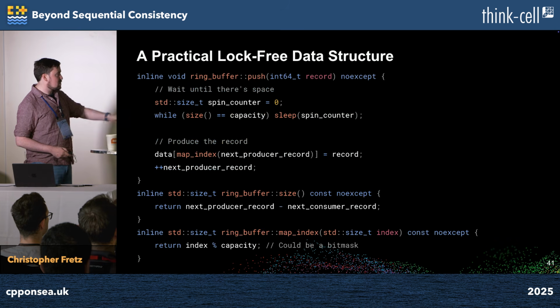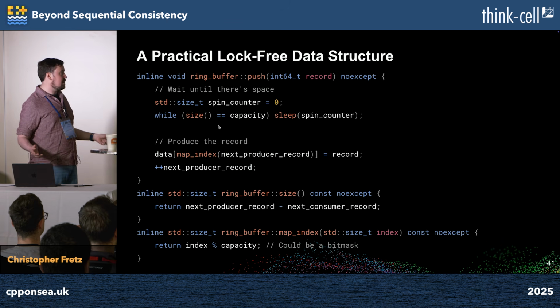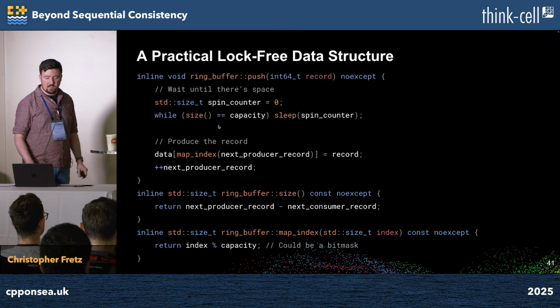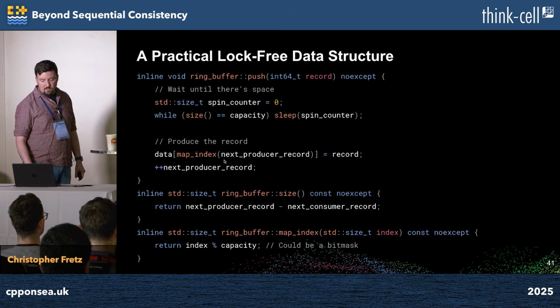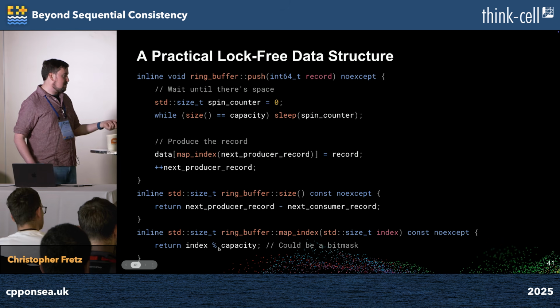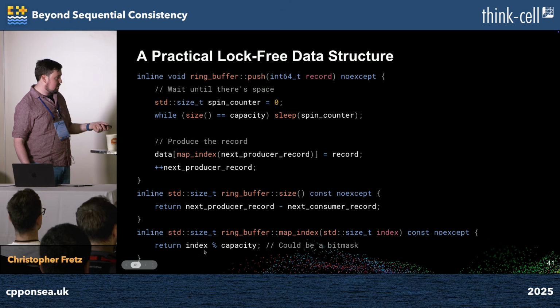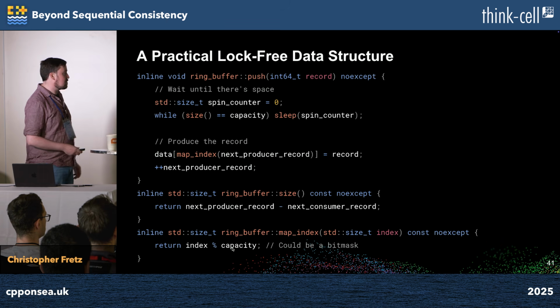In terms of the implementation of these functions, the push function is also very simple. You can see our main predicate is that while the size is equal to the capacity, we have to back off. This spin counter is just used to keep track of how many times we've had to back off. The map index function just mods by the capacity. Since we have this as a power of 2, the compiler is almost definitely going to implement this as a bit mask. You could do that yourself, but I think it reads more obviously this way.